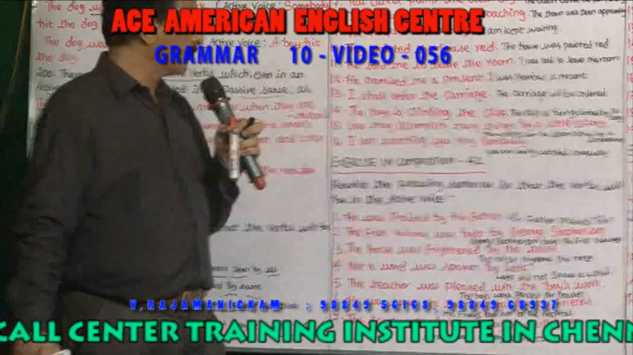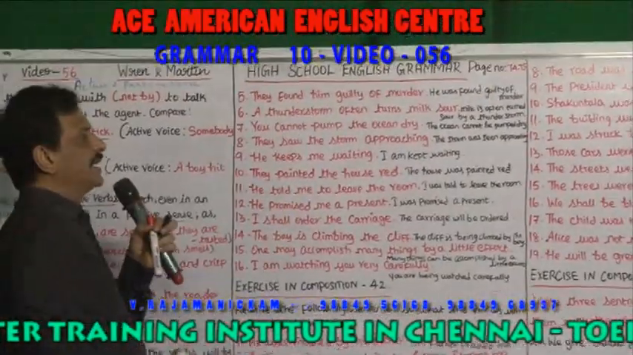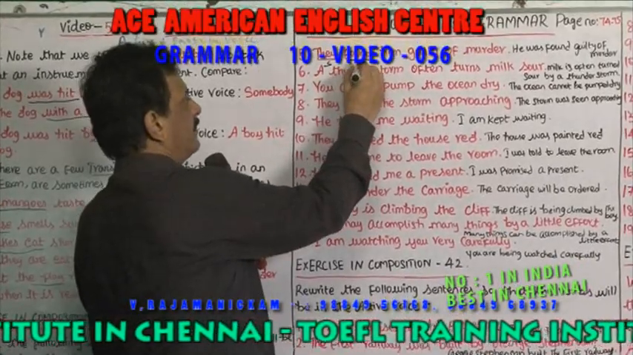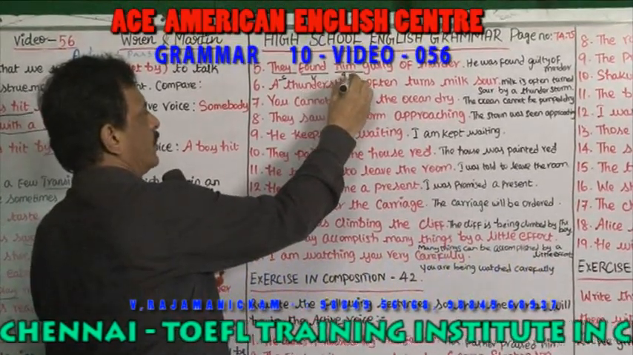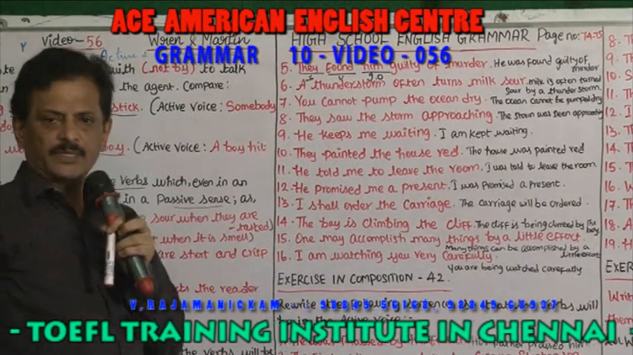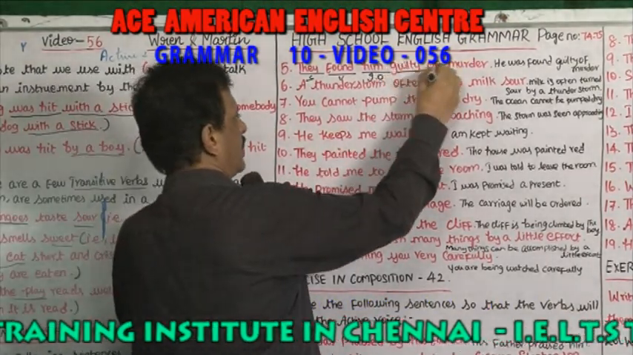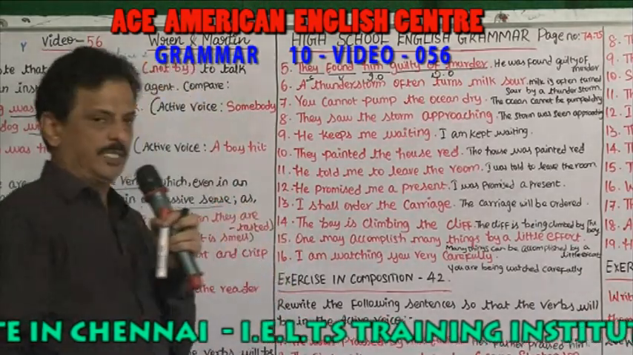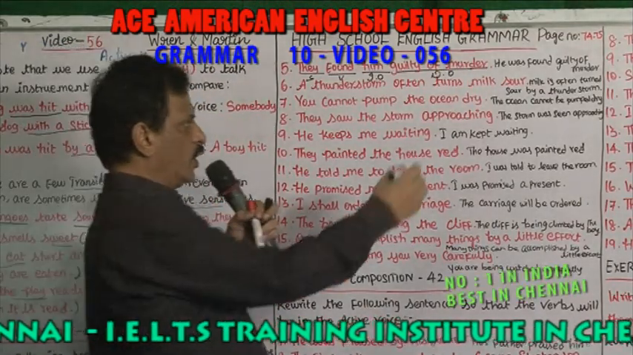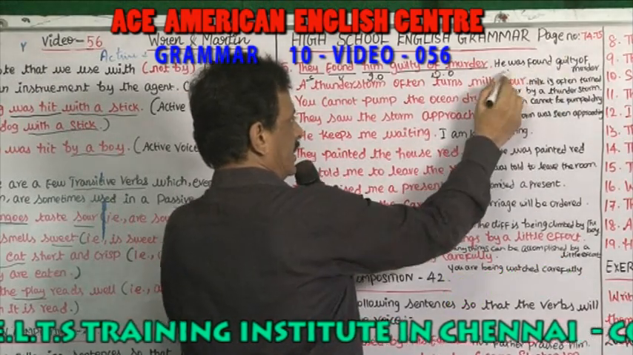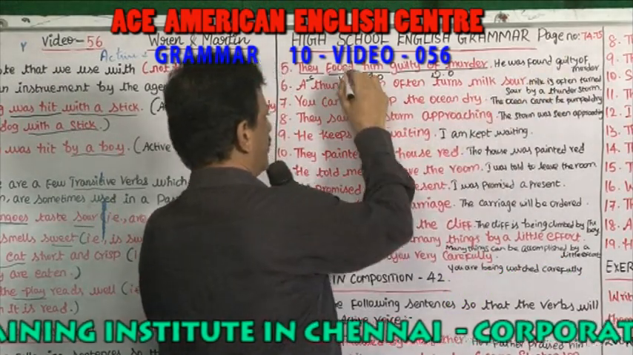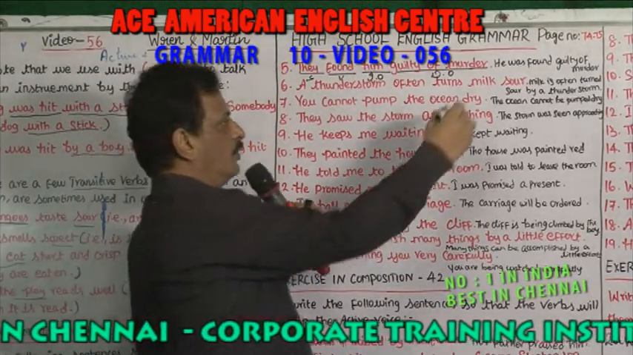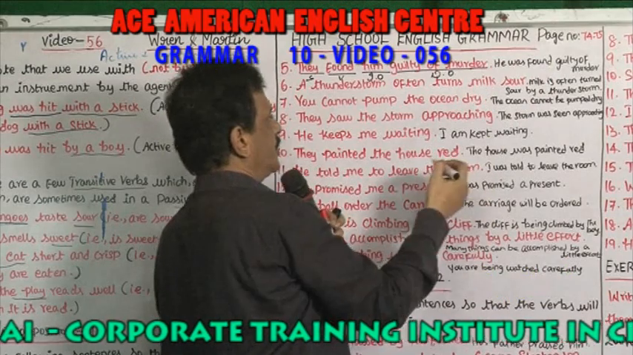Coming here, they found him guilty of murder. They become subject. Found is the verb. Him is the indirect object. What did they find him? Guilty of murder. So guilty of murder becomes direct object. So in passive voice, how do you change? He was found guilty of murder. Found is there in past tense. So you are using was found. He was found guilty of murder.